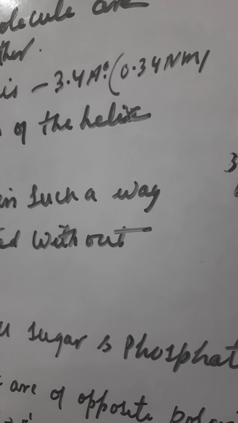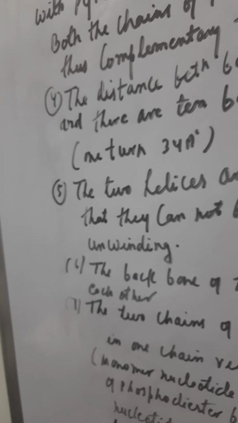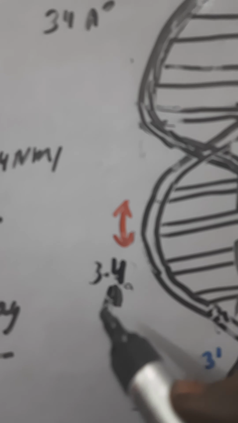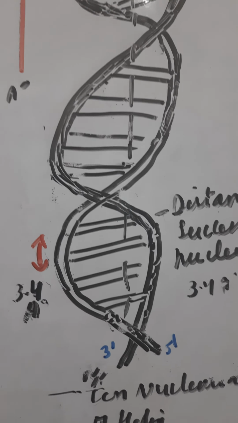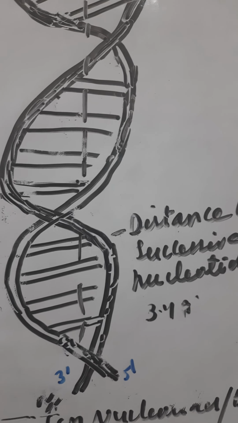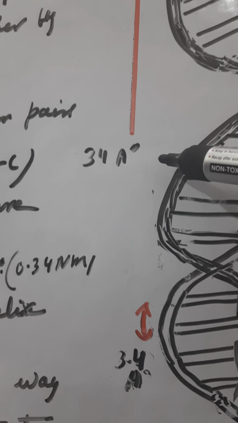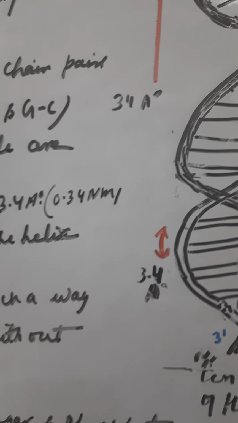Here you can see that the distance between the base pairs is 3.4 angstrom, and there are 10 bases per turn of the helix. So one turn has got 34 angstrom. This is 3.4, this is 34 angstrom.